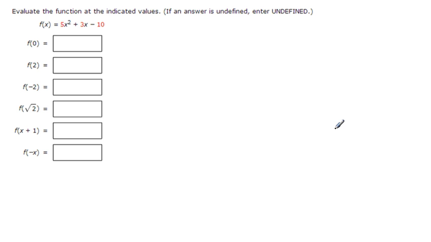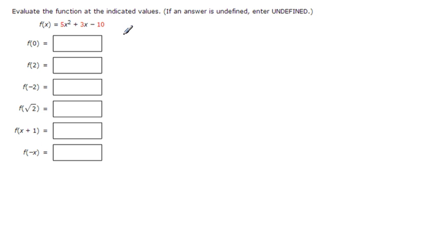All right, this problem says we have to evaluate the function at the indicated values, and if an answer is undefined, enter undefined. We're given that the function is 5x squared plus 3x minus 10, and we have to find f of 0, f of 2, f of negative 2, f of radical 2, f of x plus 1, and also f of negative x.